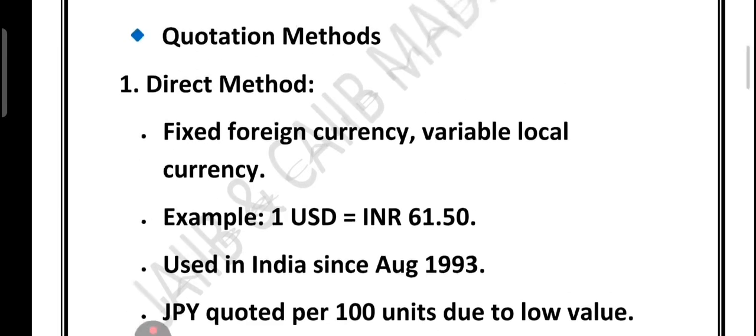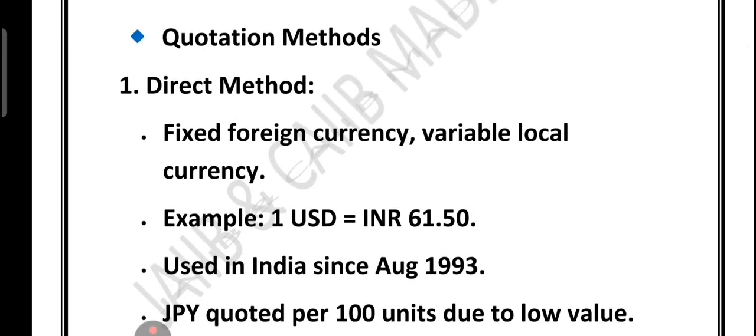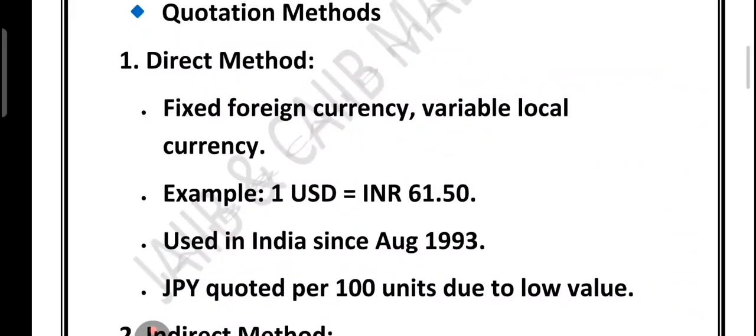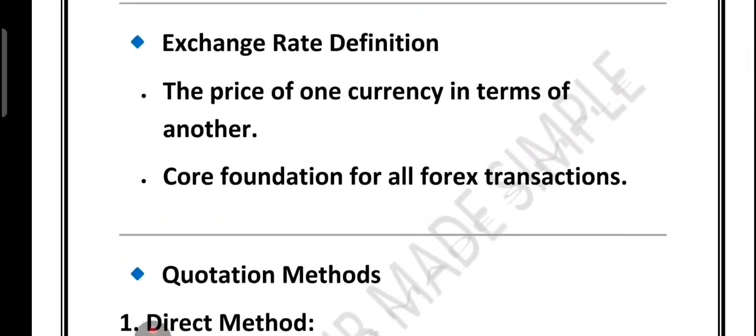So in short, we can say the exchange rate is just the price tag of a currency when compared to another. Whenever you see the word exchange rate, it means the price of one currency in terms of another. For example, $1 is equal to 84 rupees. This changes daily, depends on demand, supply and market forces, and is the foundation for all forex transactions.